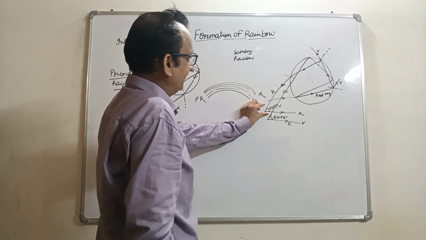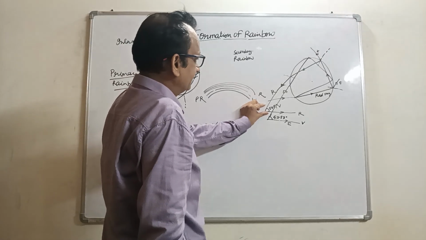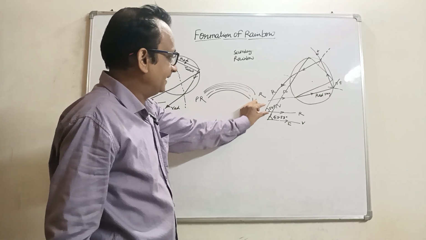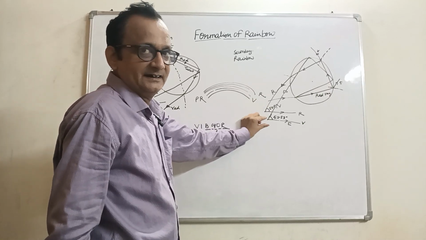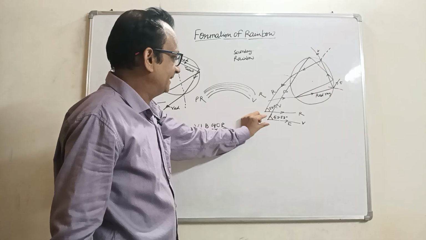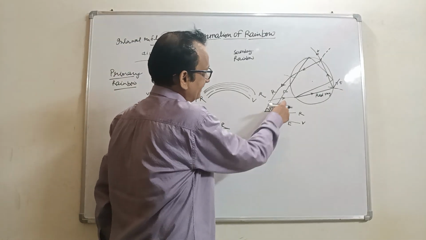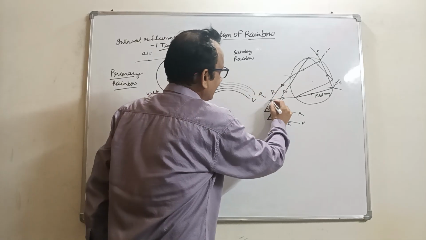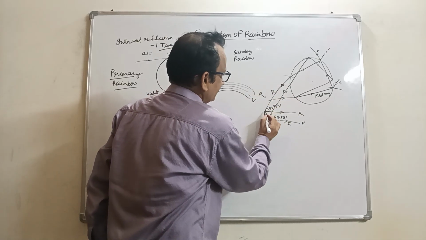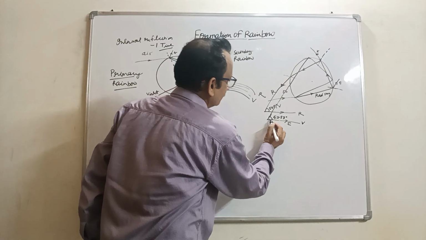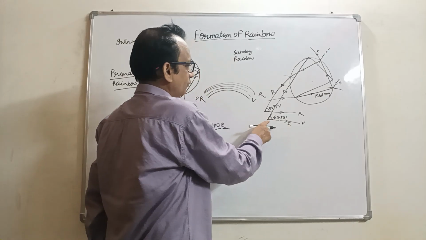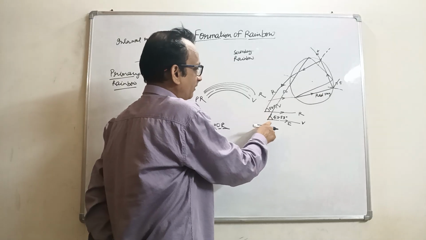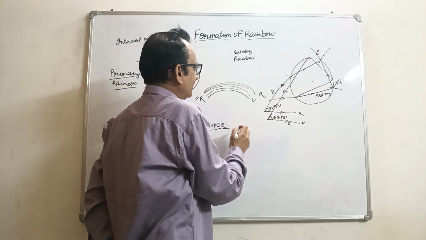So this is the angle between the incident ray and the emergent ray for red color. This is the angle between the incident ray and the emergent ray. This is the incident ray, this is the emergent ray. So we draw here the incident ray. So the angle between the incident ray and the emergent ray for violet color is more here.